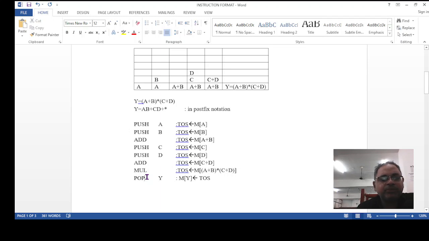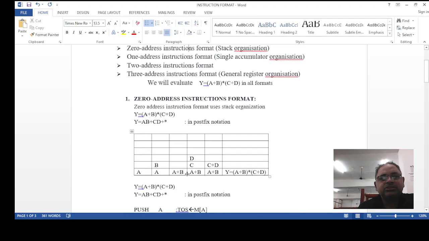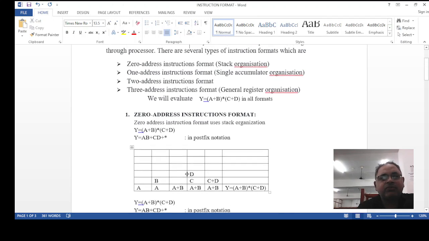So the pop operation is used. Pop operation is used to get back the evaluated data from the stack. So this is the expression of zero address instruction format.